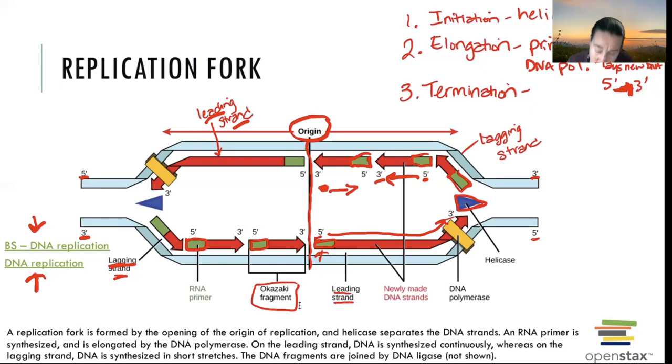So we are going to use an enzyme, DNA ligase. Ligase acts as a glue. So ligase is going to come along, it's going to remove all the RNA primers, it's going to pull off all the green stuff. It's going to pull it off.